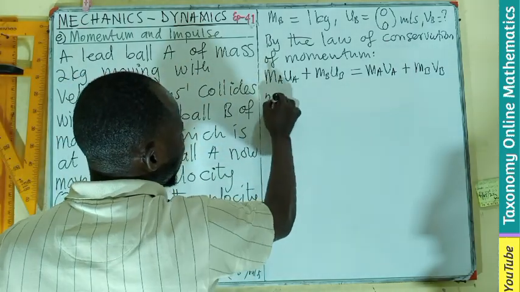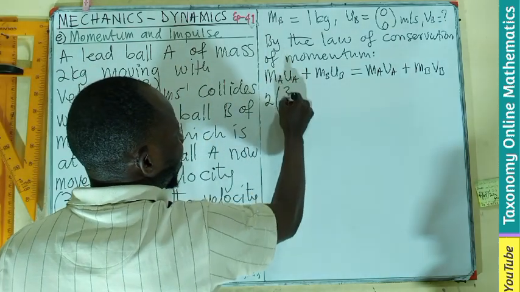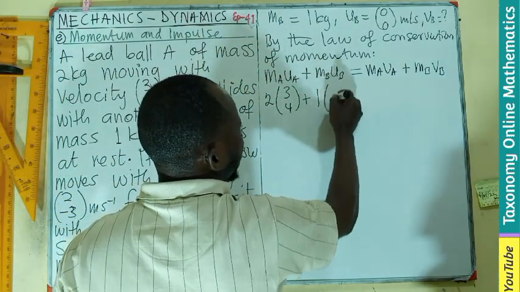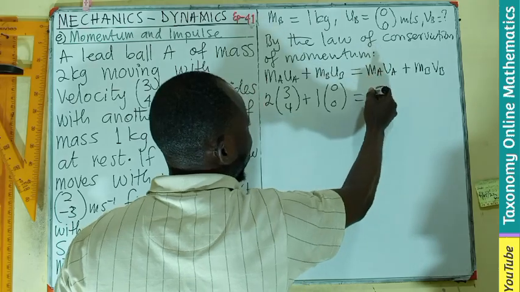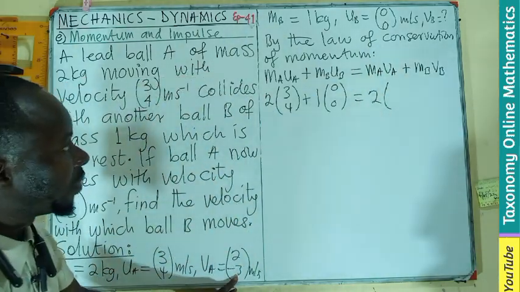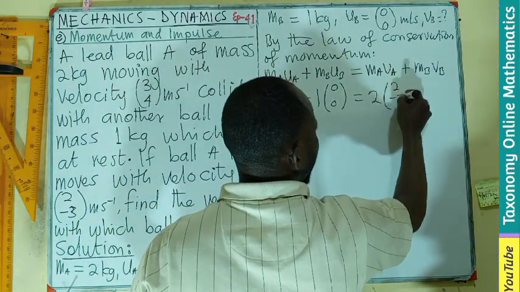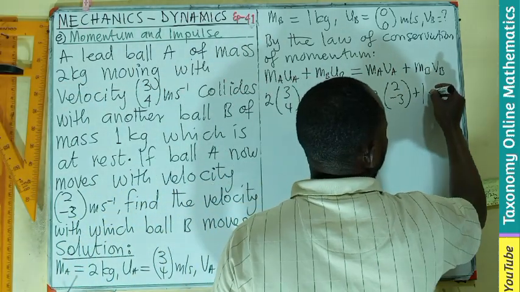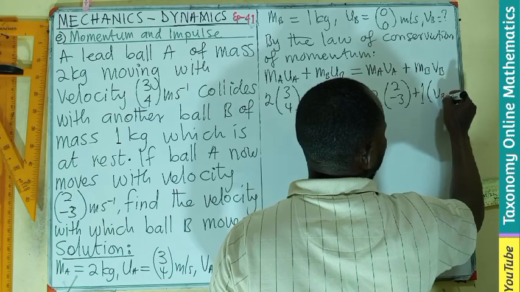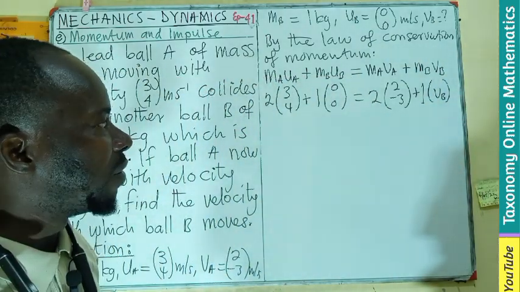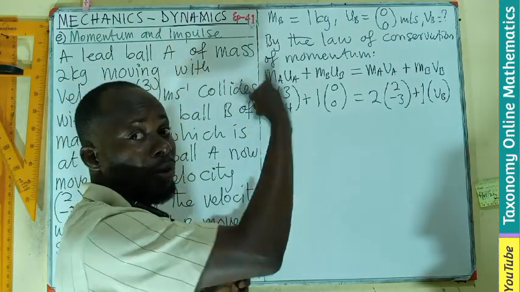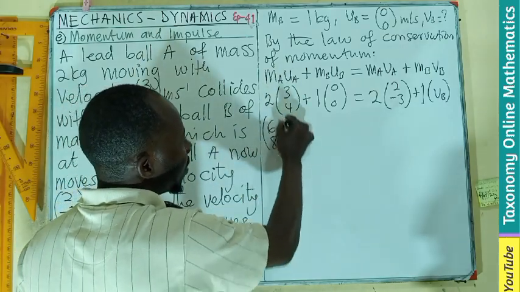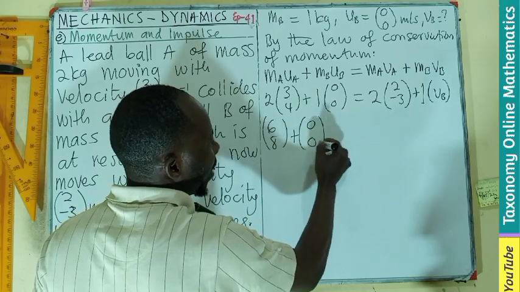So I'll be having 2 multiplying the initial velocity (3, 4), plus the mass 1 multiplying (0, 0), equals 2 multiplying the final velocity VA, (2, -3), plus 1 as the mass multiplying VB. Let's still put this in brackets to show that 1 is multiplying, though without the 1 we still have VB. So this is a vector, and the scalar multiplies both the X component and the Y component. So this becomes (6, 8). This still remains the zero vector.